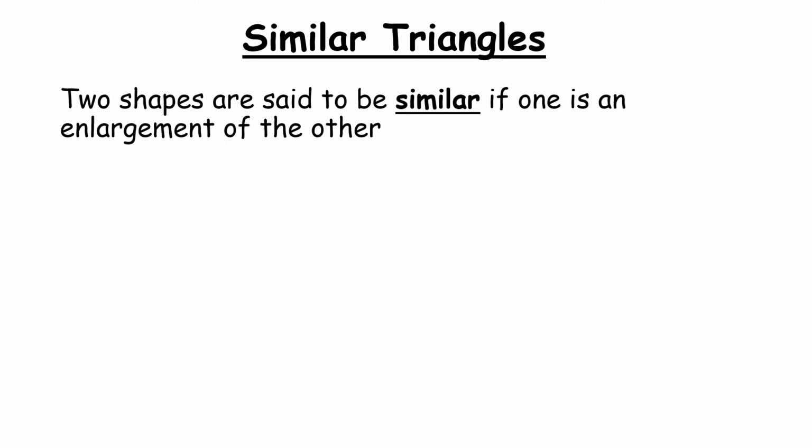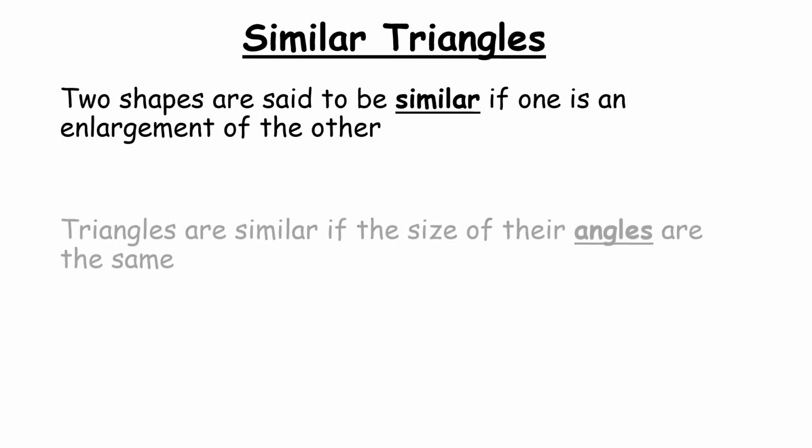So now let's have a chat about similar triangles. So two shapes are said to be similar if one is an enlargement of the other. So similar, if you think of that word in English, it means something that's kind of the same, but definitely not identical. So we have two things that are somewhat the same, so they are similar, but they are not identical. So in this case, we say that one is an enlargement of the other. So one is a bigger version of the other.